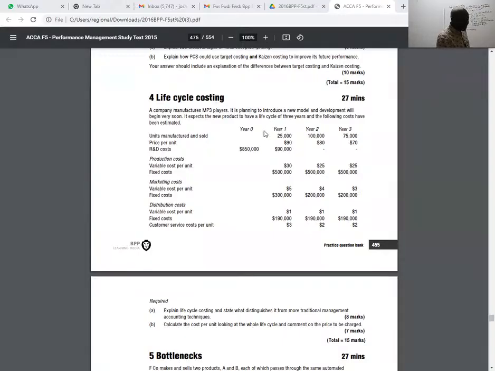So we have year 0. We can see in year 0 we have the research and development. We have year 1, you can see the units produced like that. And at the end of the day, they want us to calculate the cost per unit. So first of all, we must get what we call the total cost.